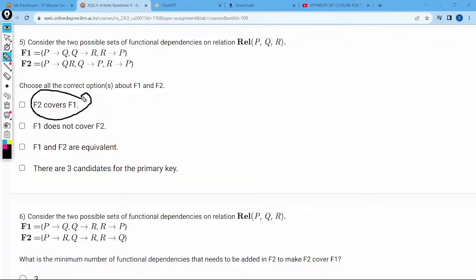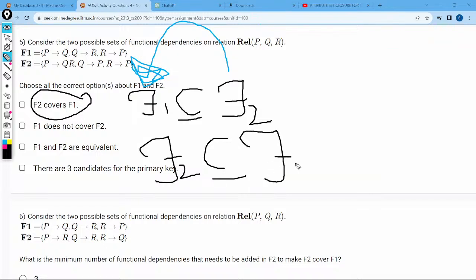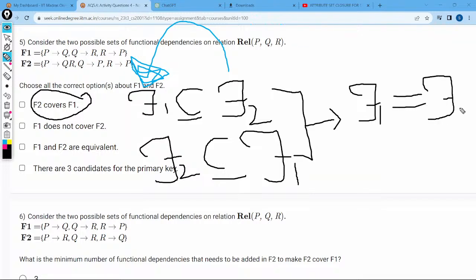F2 covers F1 if F1 is a subset, a proper subset of F2. That's what they are saying. That is when F2 will cover F1. Now if somehow we manage to show that F2 is also a subset of F1, then together these both would imply that F1 is equal to F2.